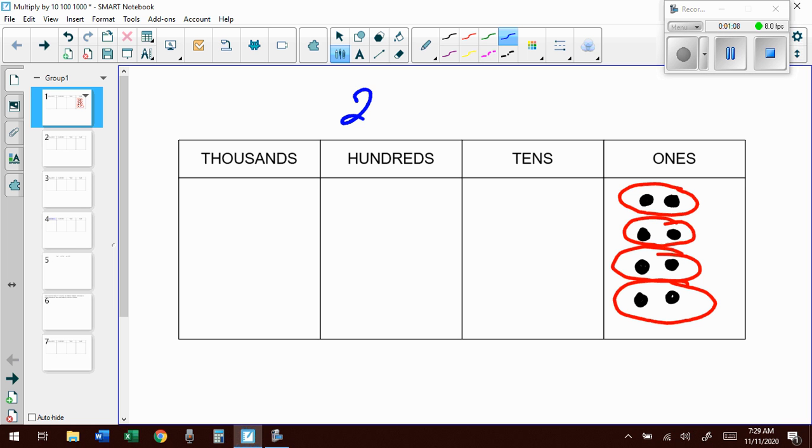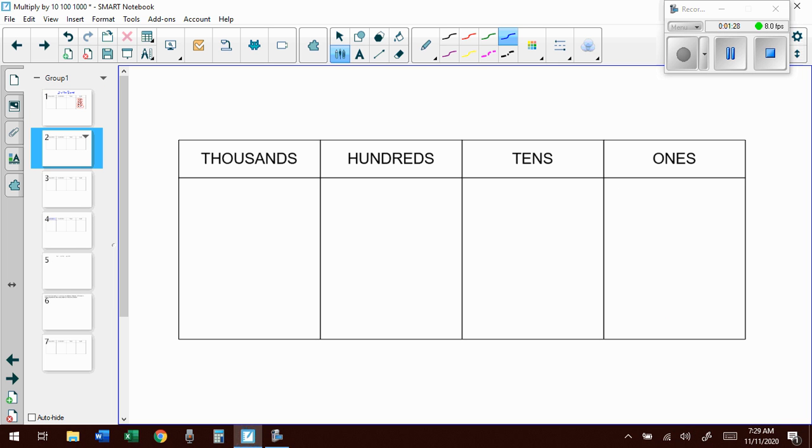I have two ones 4 times, and that equals 1, 2, 3, 4, 5, 6, 7, 8 ones.